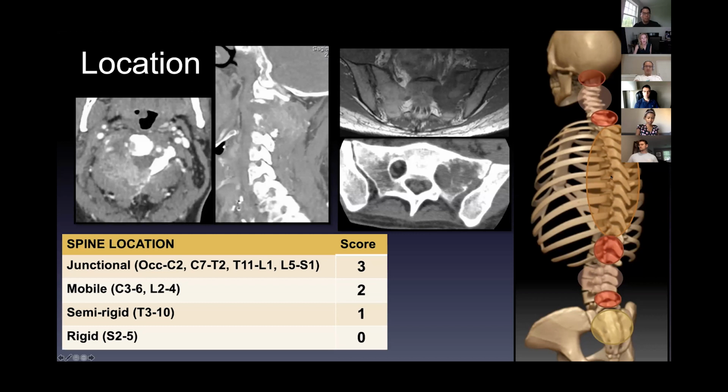So even if you have collapse of one of these thoracic bodies, you've still got some extra stabilization that will help you out and keep that from being quite as devastating.